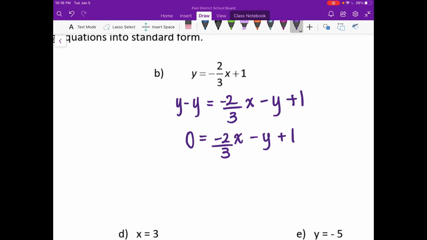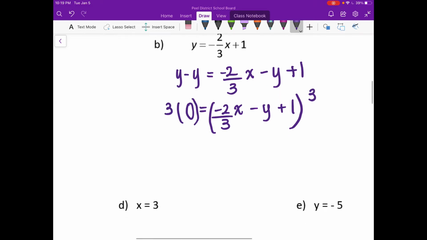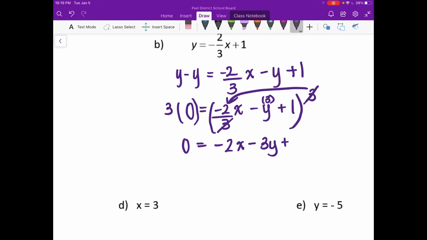In order to get rid of that denominator, I need to multiply everything, both sides, by 3. So let's multiply both sides by 3. I have 3 times 0, which will still give me 0. If I'm putting a 3 on the outside, I got to use distributive property and put the 3 in. This 3 will cancel out with this 3, so I'll be left with negative 2x. 3 times y will give me minus 3y, plus 3 times 1 will give me 3.